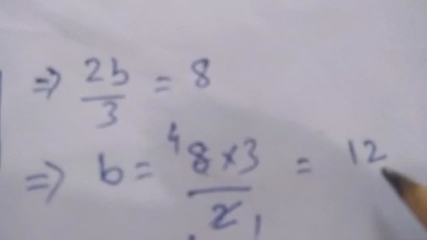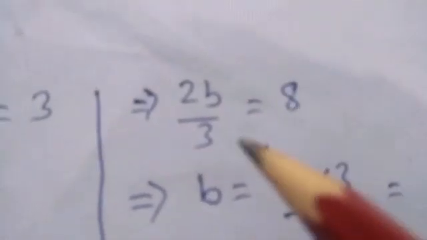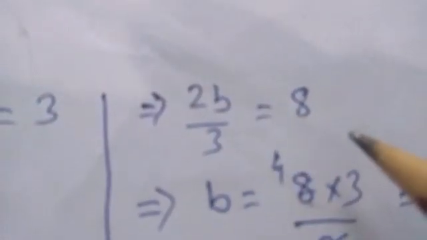The same question can be done in a little different way. Okay, let me say this once again. Bring this minus 5 here, it will become plus 5. Clear? So you will get 2b by 3 is equal to 8. Now this 3 will multiply with 8 and 2 will divide. Correct? So you will get answer as 12. 2 4s are 8, 4 into 3 is 12.